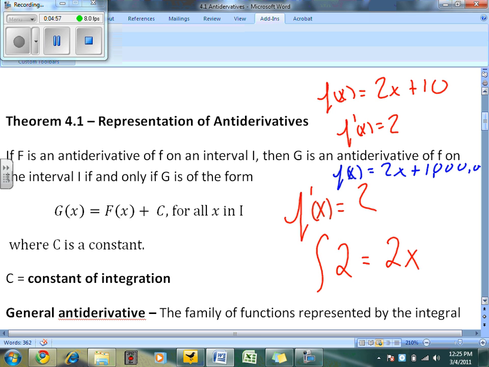1, 2, 3. Okay? And I take the derivative of that, and I'd still get 2. So what we're saying is this C can be any constant. We don't know what it is. It could be anything, because when we take the derivative of the constant, it disappears. So when we take the integral, we're going to get 2x plus C. C is what's called the constant of integration. Because it could be anything, we don't know what it is, so we're going to put it in there. All right.